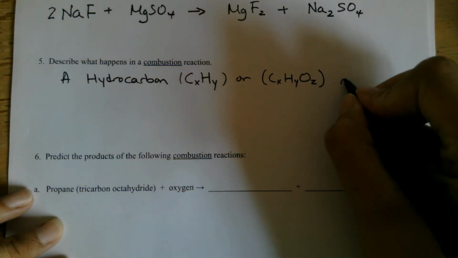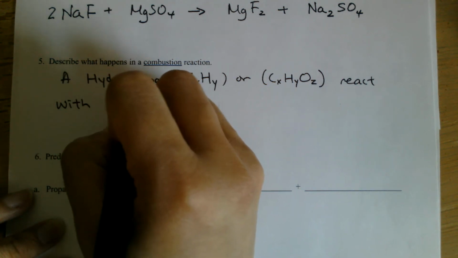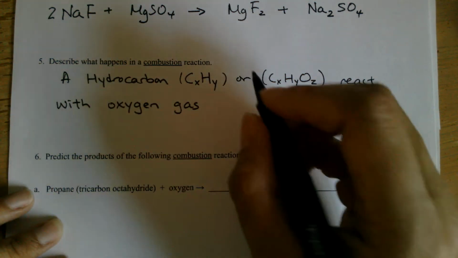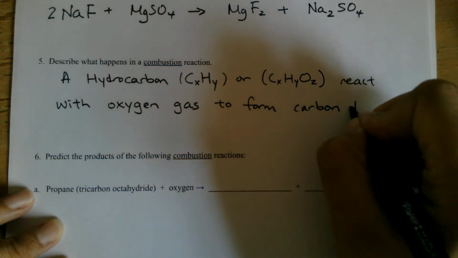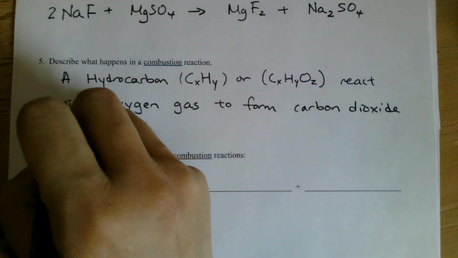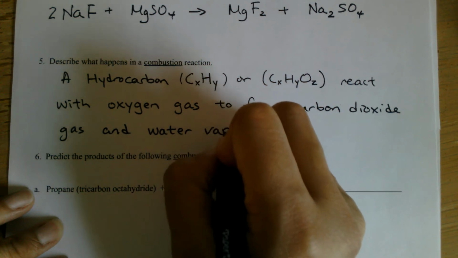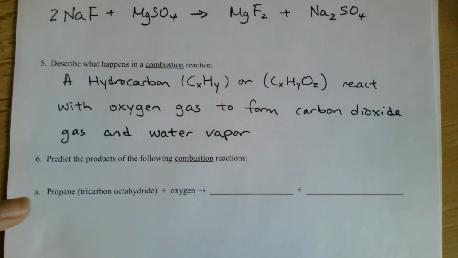And they must react with oxygen gas, which is just O2, usually by burning, to form carbon dioxide gas and water vapor. So no matter what you react, you are always reacting a hydrocarbon or a molecule made of carbon, hydrogen, and oxygen with oxygen gas. Their product is always going to be carbon dioxide and water.